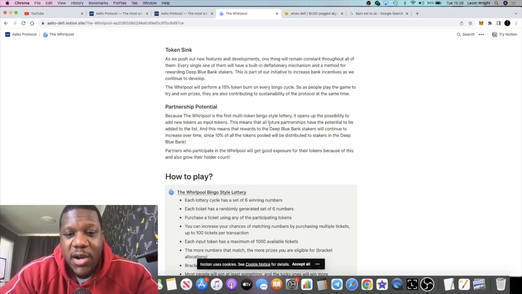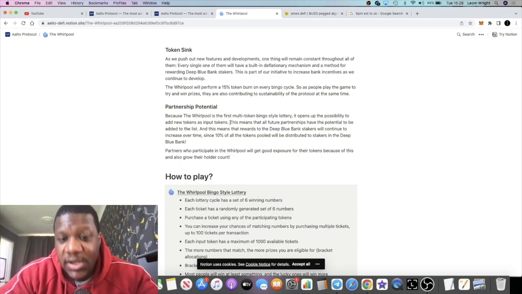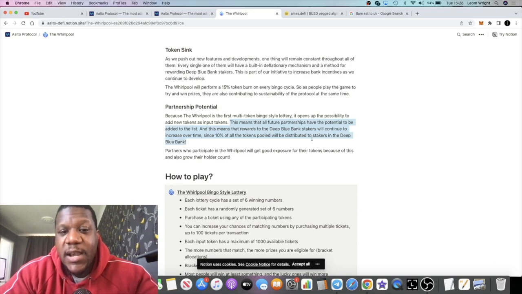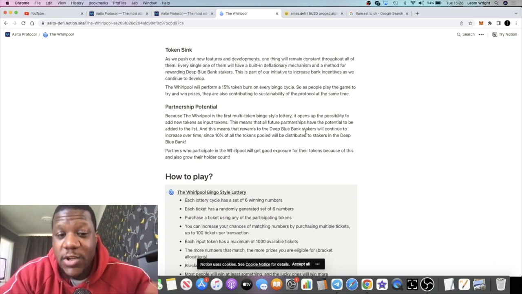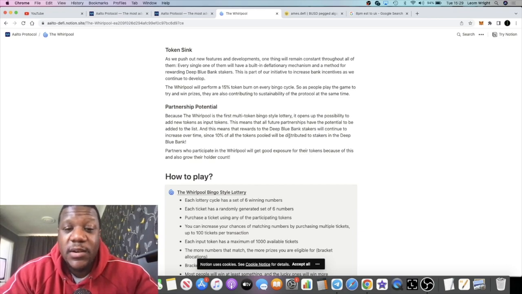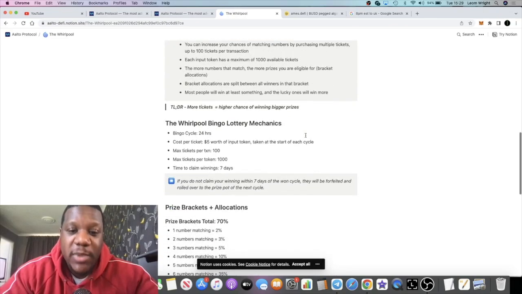One thing to mention about partnerships as well is that this opens up the possibility to add new tokens as input tokens. So this means that all future partnerships have the potential to be added to the list. And this means that rewards to the Deep Blue Bank stakers will continue to increase over time, since 10% of the tokens pool will be distributed to the stakers in the Deep Blue Bank. If they are getting more partnerships, that obviously means more tokens being added to the Whirlpool, more benefits for Deep Blue Bank stakers, more sustainability for the platform.